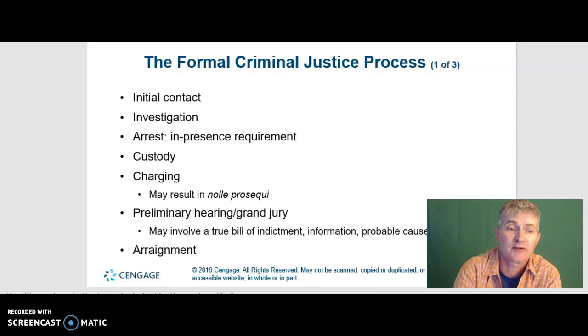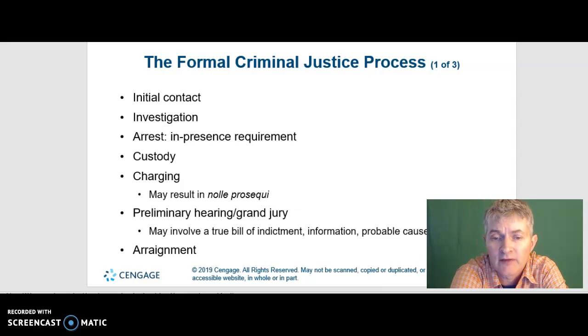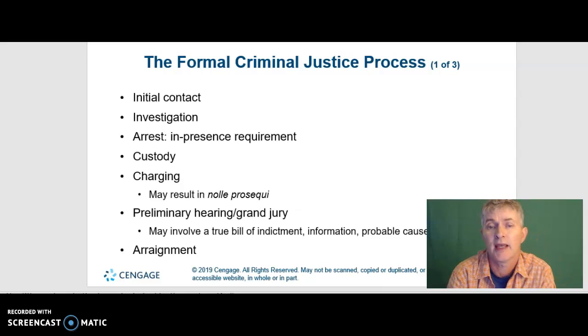Next step, arraignment. This is a formal process wherein the suspect is informed of the charges and asked to enter their plea of guilty or not guilty. All this stuff you're very familiar with these days. Much more familiar with it than maybe I was when I was growing up, simply because most of our TV shows deal with this entire process. And that process is being socialized through the media that we consume. And so really, this shouldn't be a surprise.